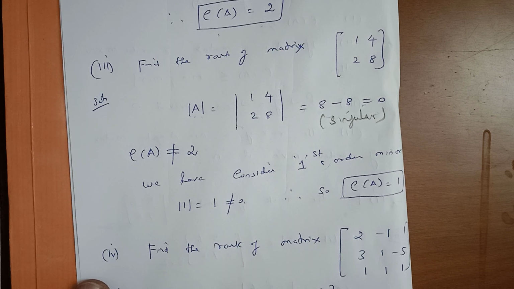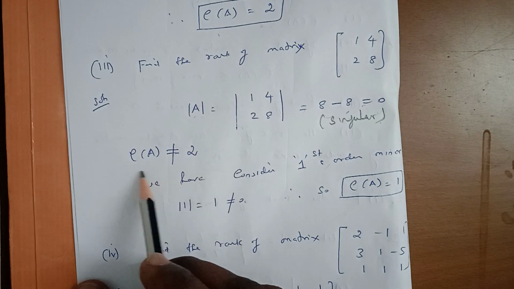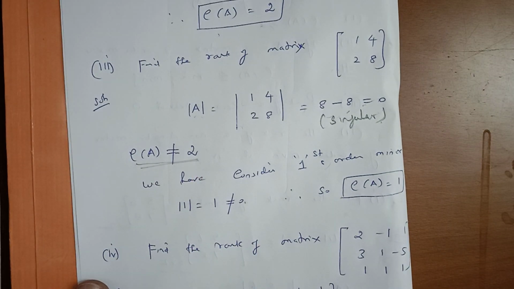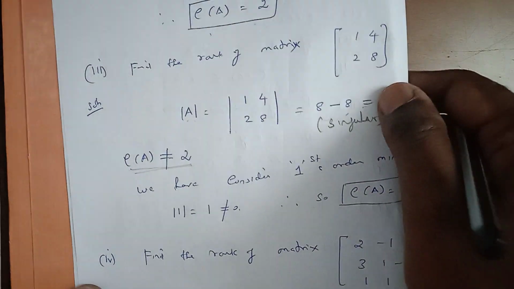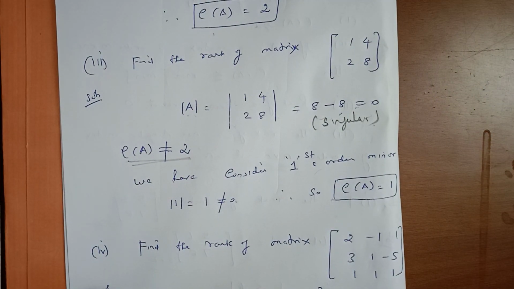Suppose the determinant is non-singular, then we obtain the rank value as 2. Suppose the determinant value is equal to 0, it is singular, so the rank value is not equal to 2. If the rank value is not equal to 2, it is less than 2, that is 1 or 0.